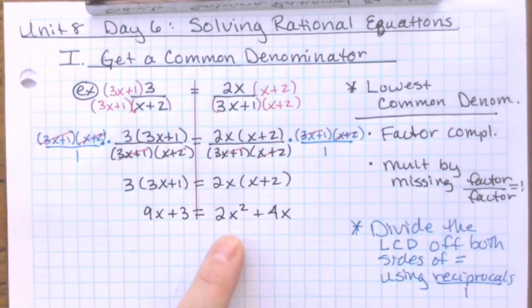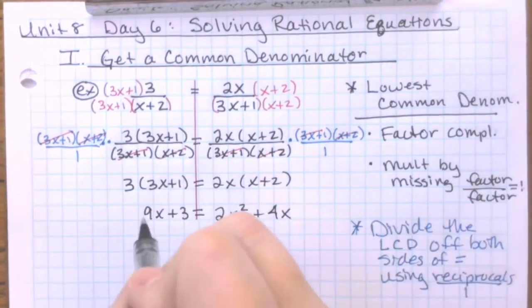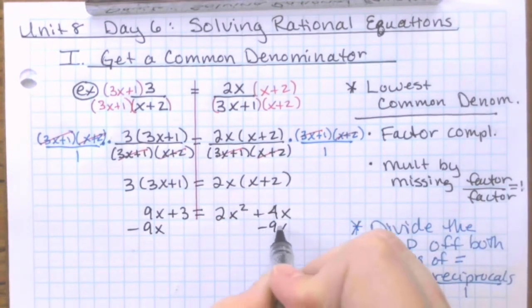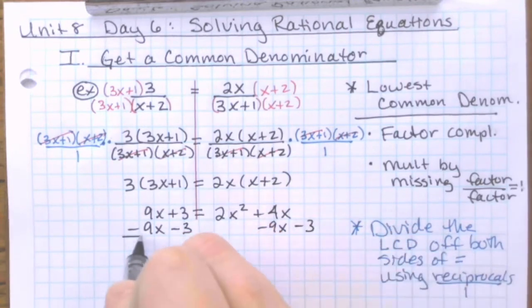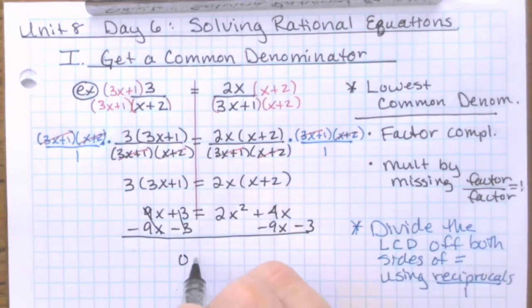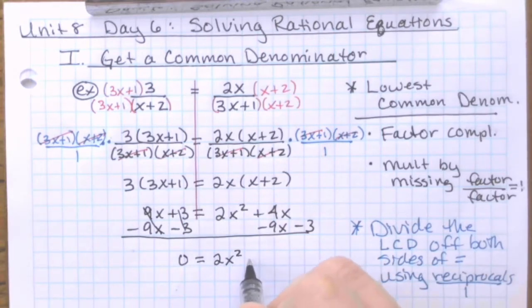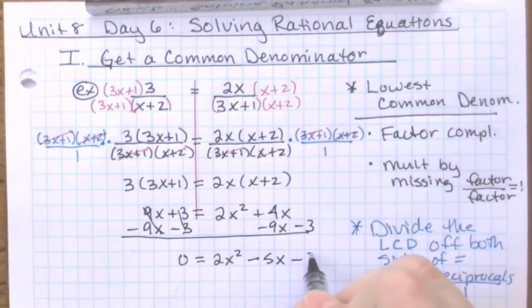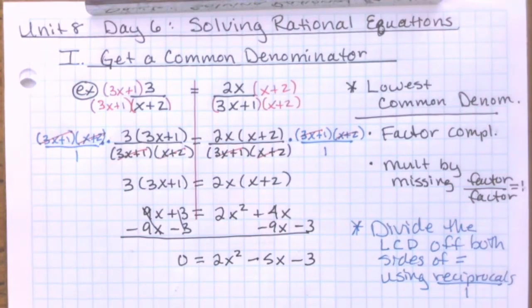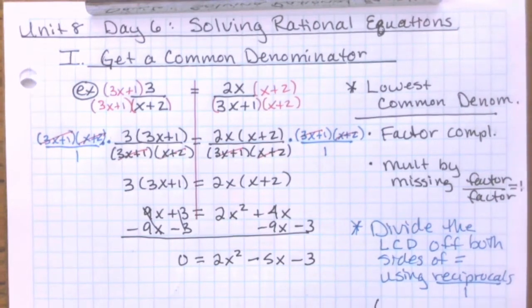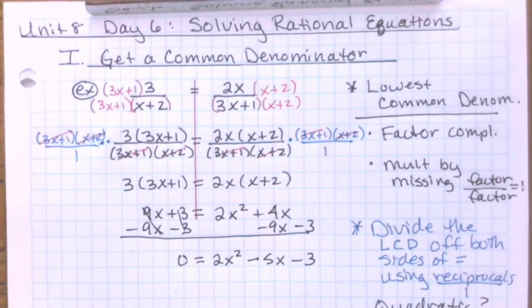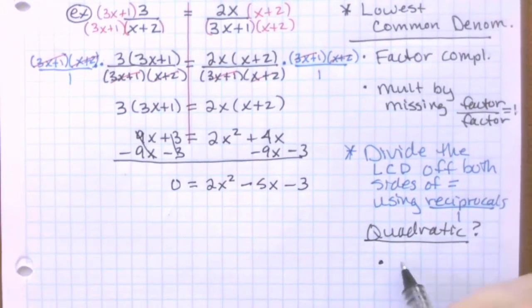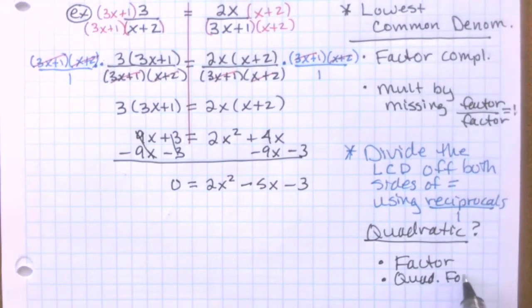This is a quadratic, so we're going to need to set it equal to 0. So I'm going to go ahead and subtract the 9x to the right. Subtract the 3 to the right. I'm going to put my 0 on the left. So 0 equals 2x squared minus 5x minus 3. Now at this phase in the game, because it's a quadratic, you have a couple options for solving. You can factor to solve, you can use the quadratic formula to solve, or you can use completing the square to solve.